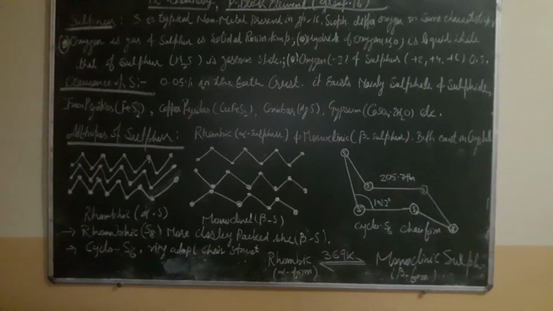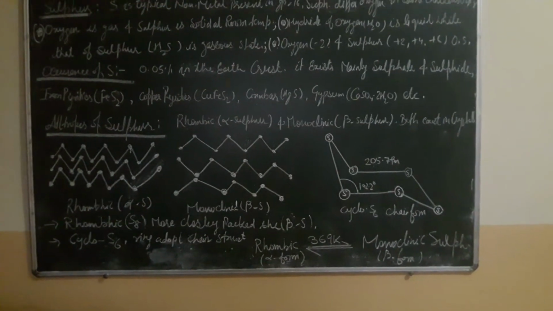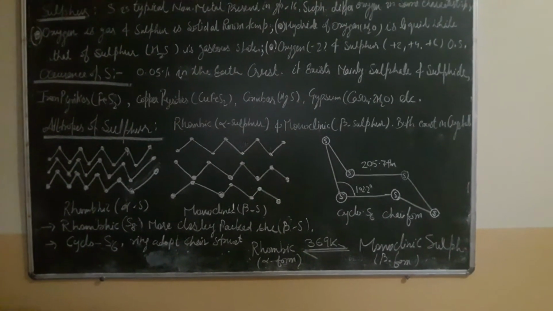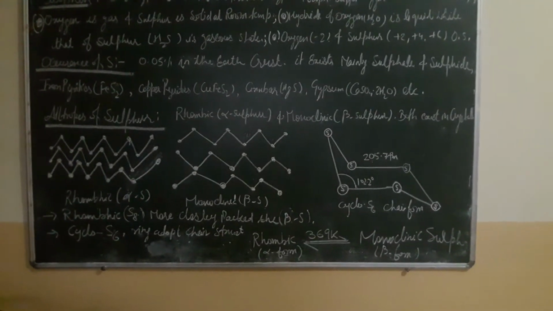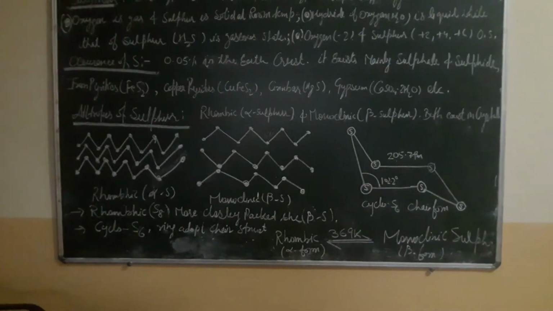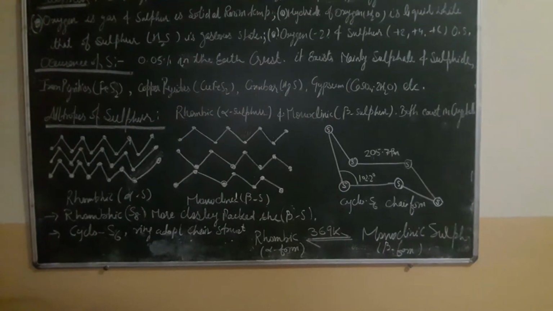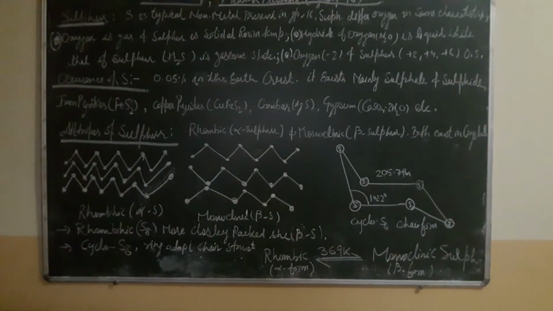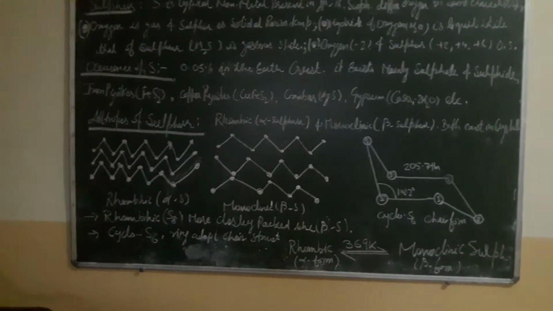Here you can see that rhombic is more closely packed than monoclinic, and in cyclo-sulfur, that is the S6 form, the ring adopts a chair-like structure. The rhombic and monoclinic structures are made of S8 rings, and the S6 ring adopts a chair-like structure. Now some differences between monoclinic and rhombic in their properties.